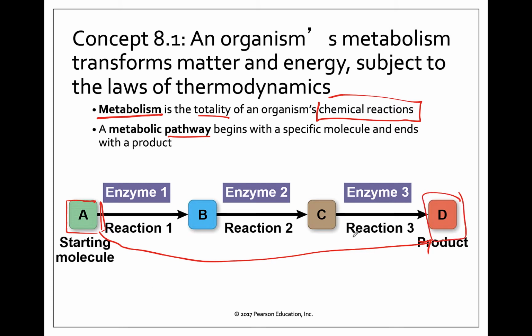So notice that every time we have an arrow for our chemical reaction, there's typically going to be an enzyme involved. We're not always going to draw the enzyme. Sometimes we'll point them out, but it's good to remember that they're always there. The enzymes help speed up the reactions. They don't actually change the energetics, they just make the reaction go faster so that it's efficient for our body.